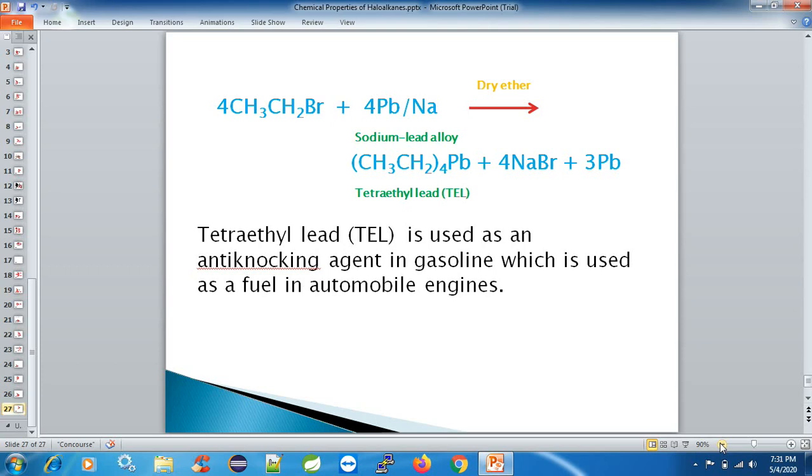So this is all about the reaction of alkyl halides or haloalkanes with active metals, that is the formation of organometallic compounds from alkyl halides or haloalkanes. Grignard's reagent is also an organometallic compound. So this is all about the chemical properties of haloalkanes.